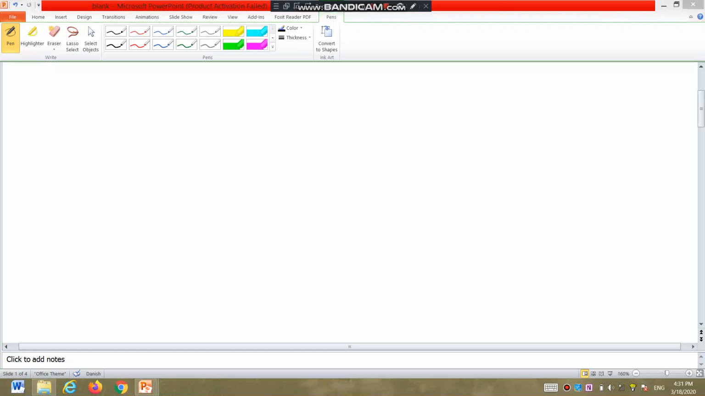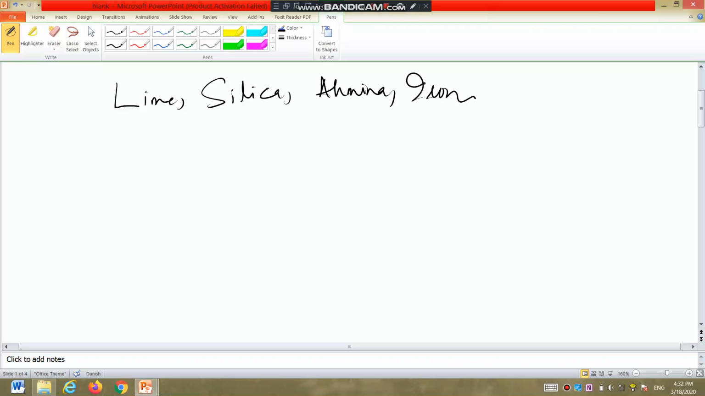We discussed that the main raw materials or the main ingredients needed for the manufacture of the cement were lime, silica, alumina, and iron. In addition to that, there are other minerals also needed, but these are the main ingredients that we will study. These raw materials are obtained from different types of stones like calcium carbonate, clay, etc.